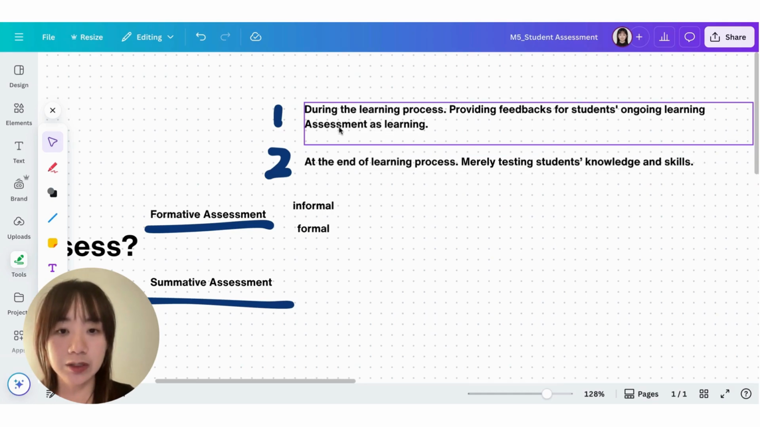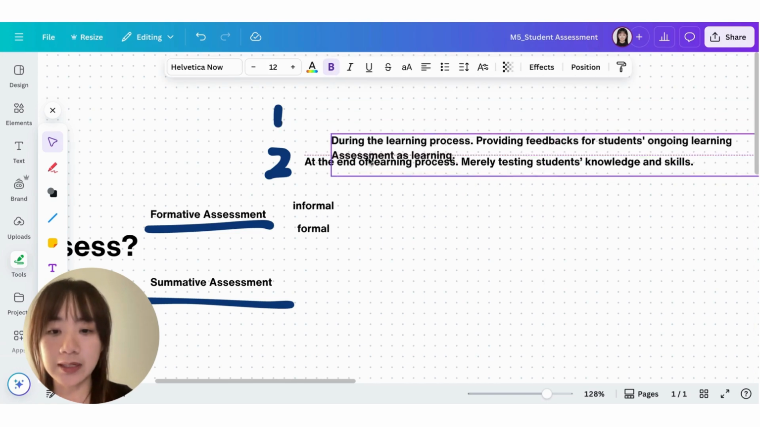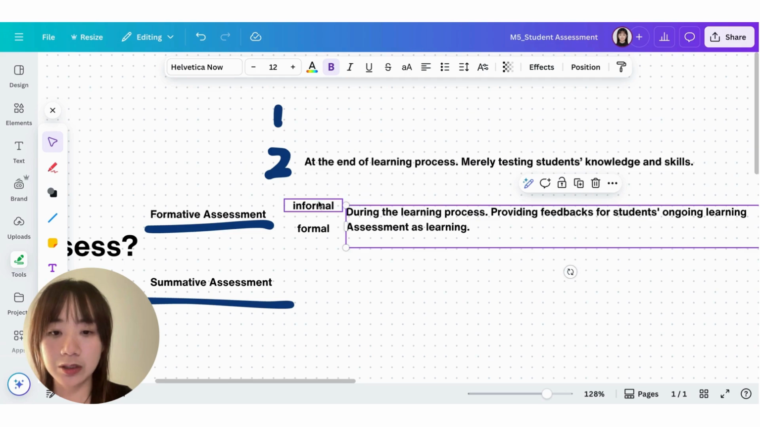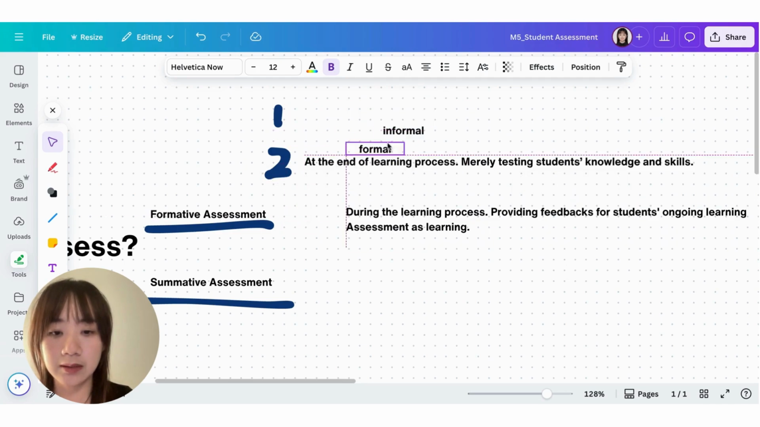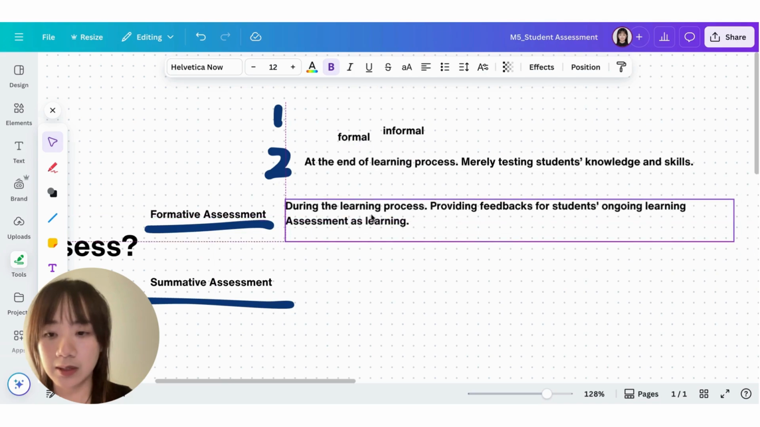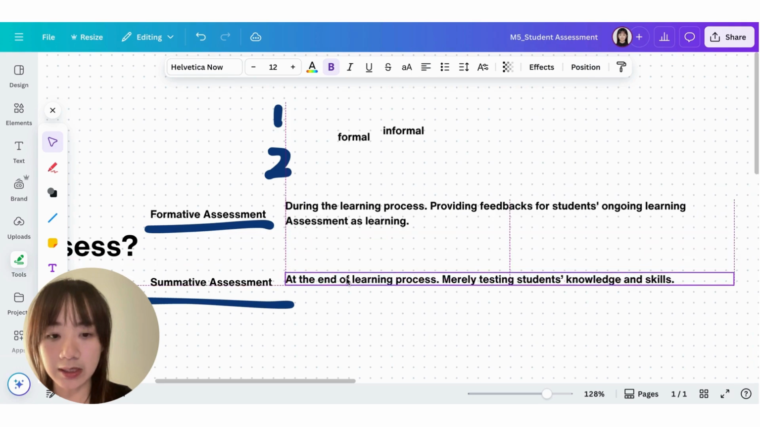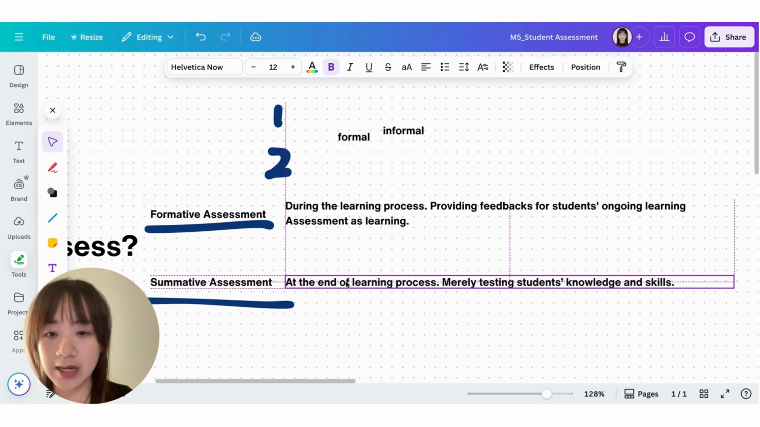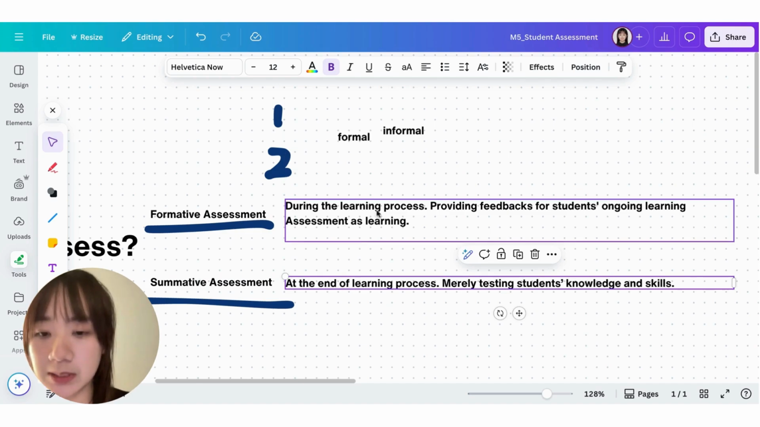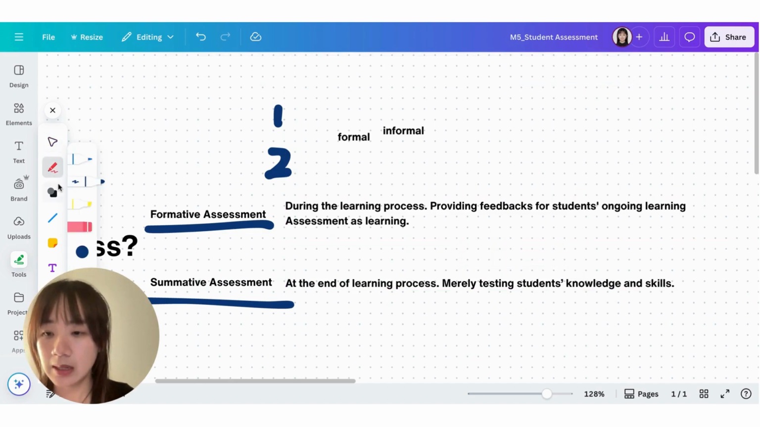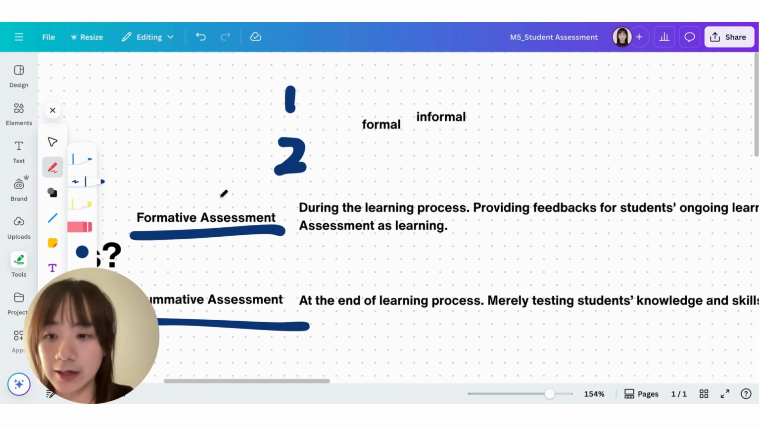The first is during the learning process, providing feedback for students' ongoing learning, and it is a kind of assessment as learning. So this one belongs to formative assessment. And at the end of the learning process, merely testing students' knowledge and skills, this belongs to summative assessment. Let me switch back to my pen so it can better support you.